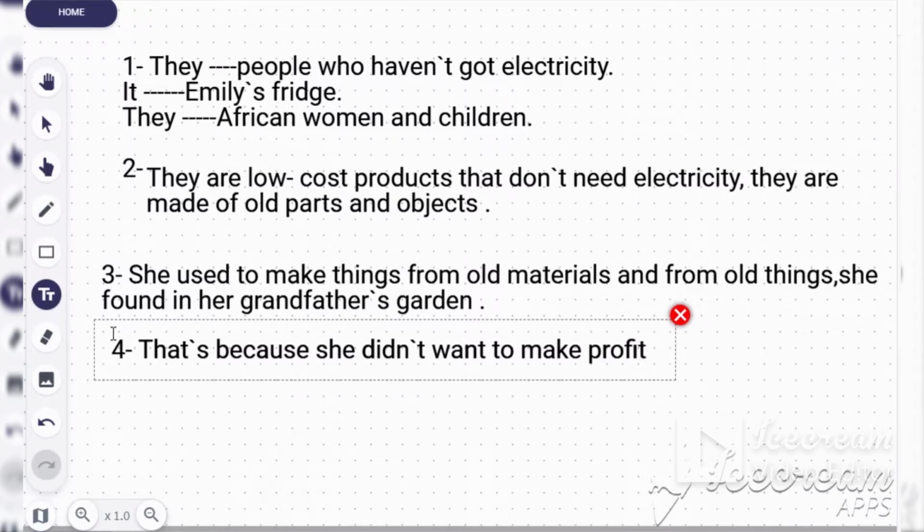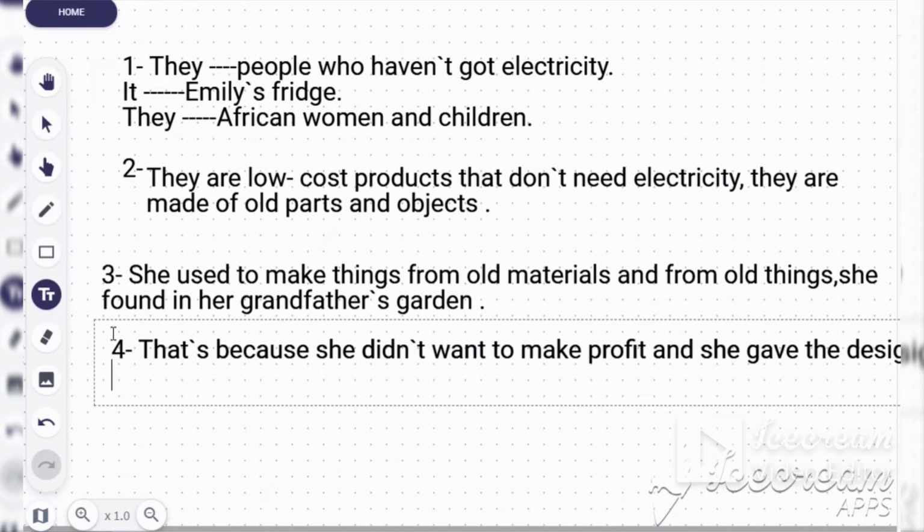Good. And she gave the design to people in Africa. Very good. She gave the design to people in Africa instead, يعني بدلا عن ذلك. Instead of taking money or making استثمار, to make economical things, she gave it to people in Africa. Now question number 5.